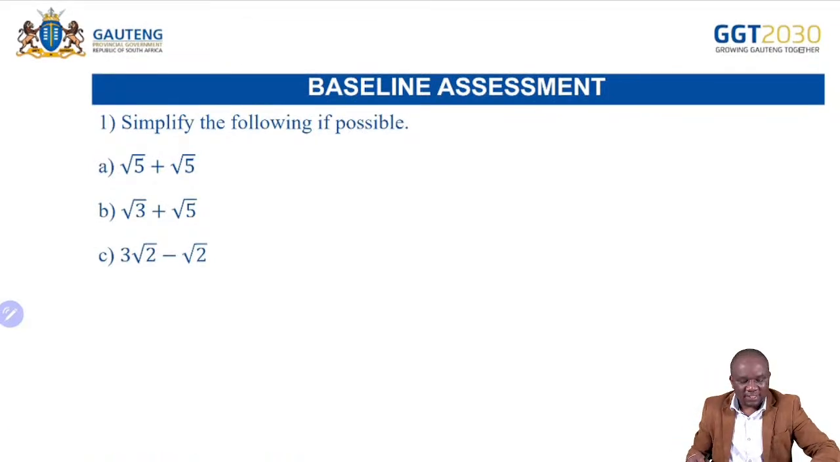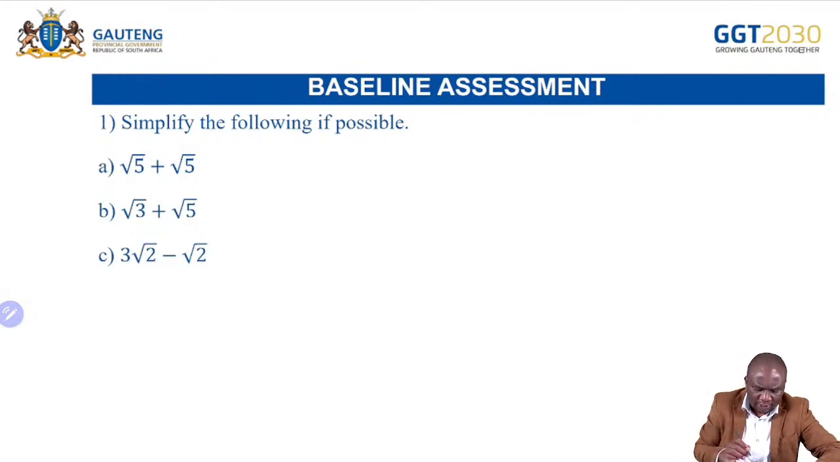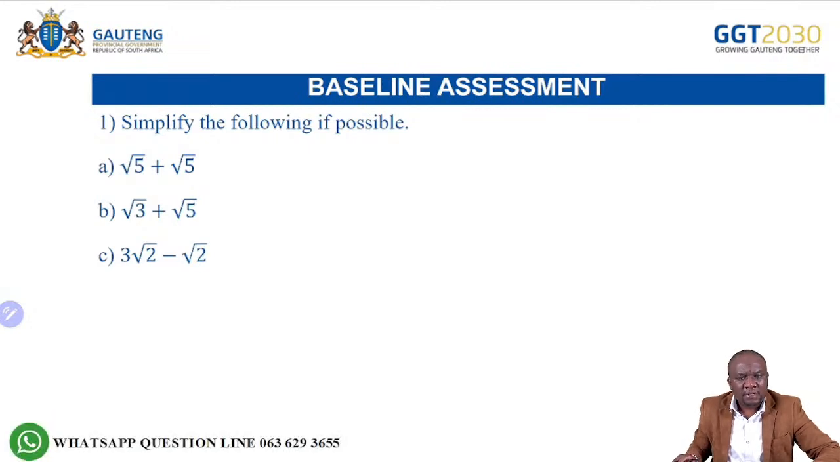Right, welcome back, learners. This is very, very simple. It's like simplifying sets. Right, remember, learners, our WhatsApp line 063 629 3655. Let's engage each other during the lesson.